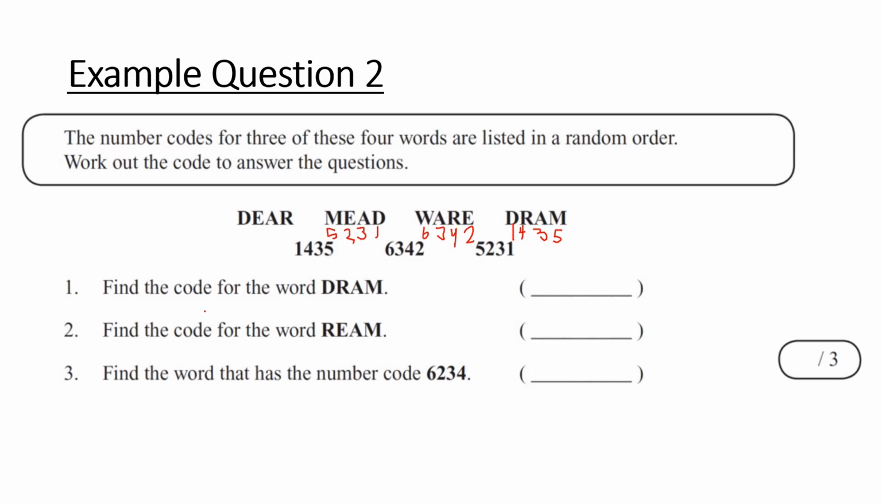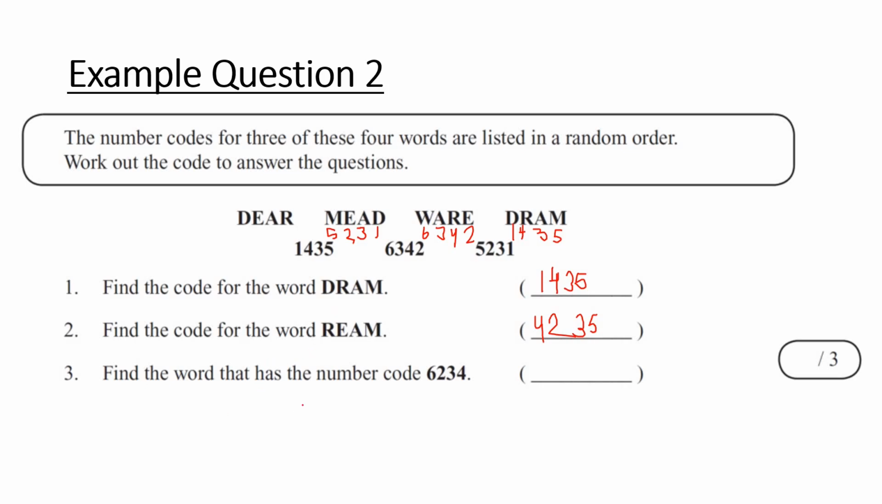So the code for dram is 1435, right? We know that. 1435. And we need to find the code word for ream. So you know that R is 4, so we can write down that 4. E is 2. A is 3. And M is 5. So 4235 is the code for ream.